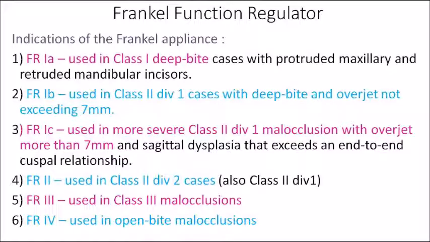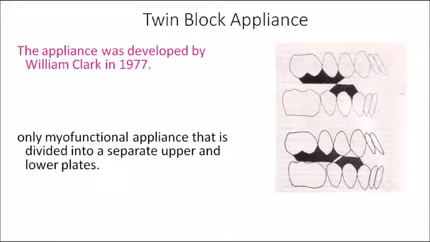So that is with the type 1 regulator. Now coming to type 2, as the name indicates, it is used in class 2 D2. So that is your type 2. Now type 3 is used in class 3 malocclusion. So that's not at all confusing. Type 2 is in class 2 D2 and type 3 is in class 3. Now type 4 is used in open bite malocclusions, and type 5 is the functional regulator which incorporates a headgear.